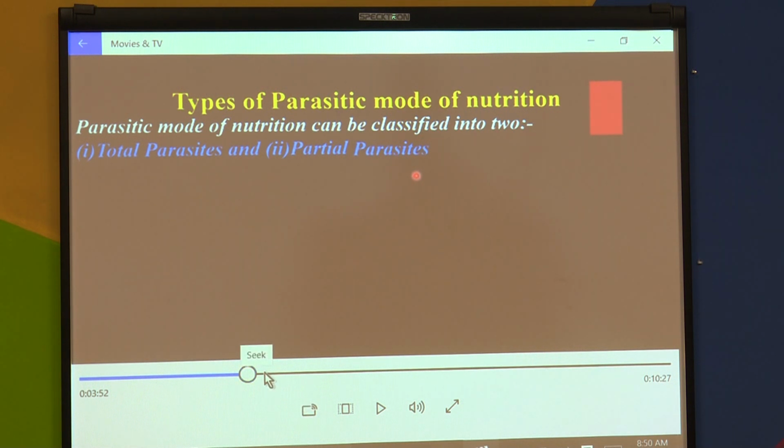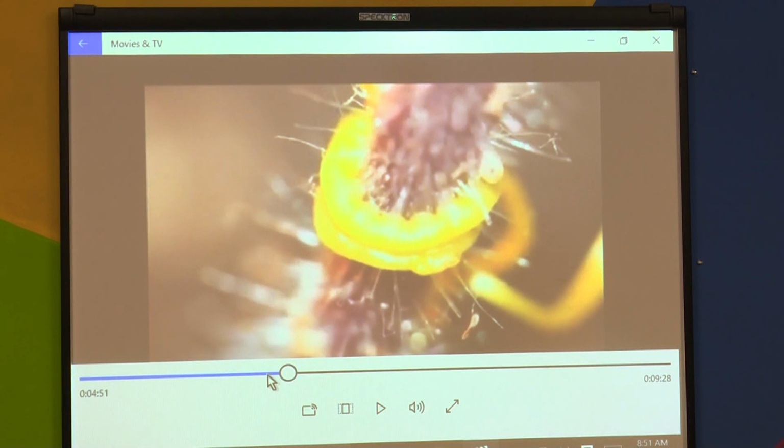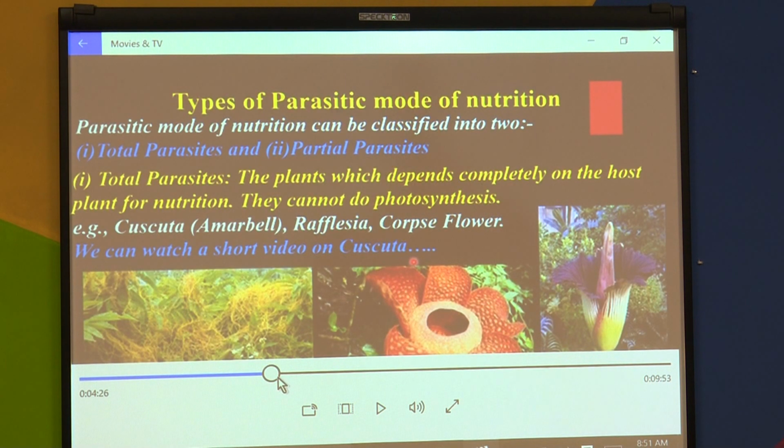They are taking only some nutrients from another plant, and they can prepare their own food. Some of these plants have chlorophyll in themselves. Then the next concept we learned, and we also saw different videos for the parasitic mode of nutrition. Some examples we saw live here. First we saw Cuscuta, then Rafflesia, then the corpse flower here.